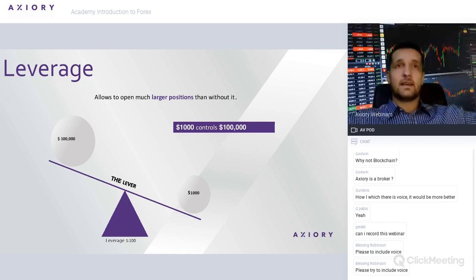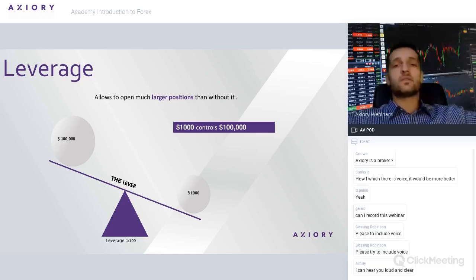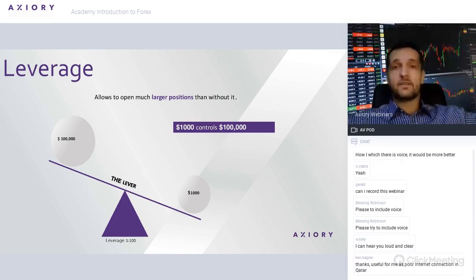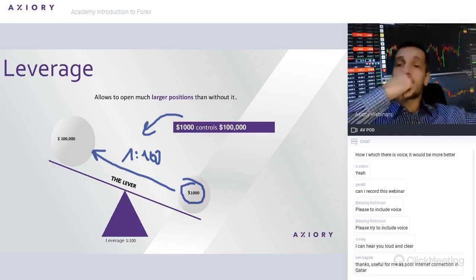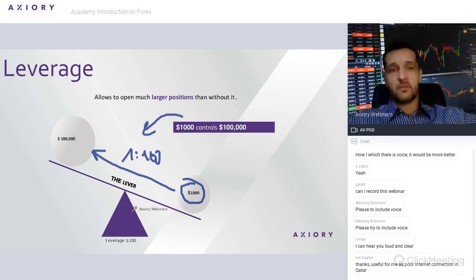Leverage is very important, and I don't want to say unique, but it's very characteristic for the Forex market that there is leverage. Leverage is a tool which allows you to control more money than you really have. So with leverage of 1 to 100, $1,000 can control 100 times more, so $100,000. In this case, $1,000 controls $100,000. It allows you to open much larger positions than without it.